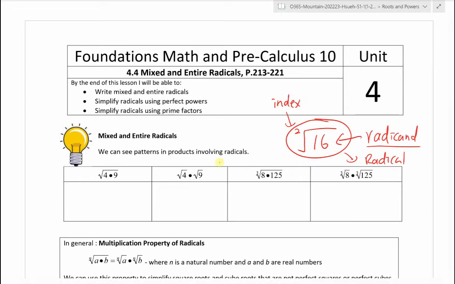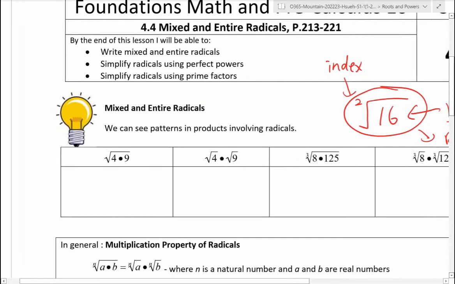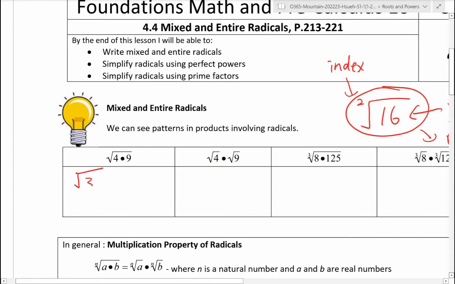So we have here a square root of 4 times 9. Now we all know 4 times 9 is simply, let me blow this up a little bit, 4 times 9 is 36. And the square root of 36, hopefully we know that's just a 6, because again, 6 times 6 is 36. Therefore, the square root of 36 equals 6. And again, because there's no number written here, the index is a 2. So we're looking at the square root here.